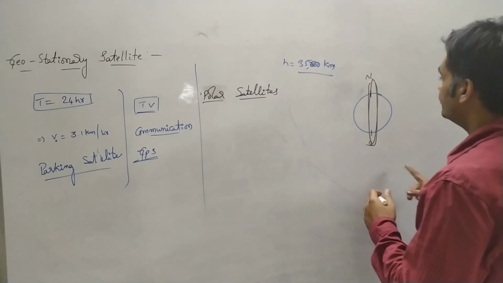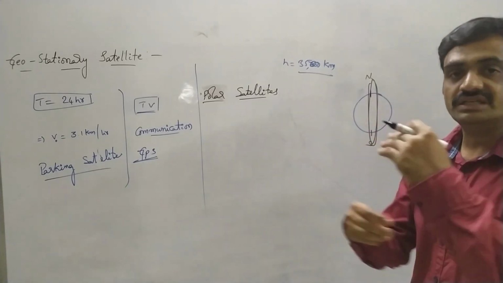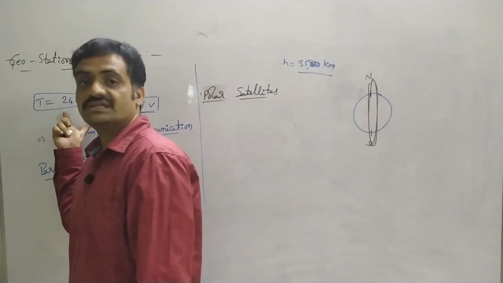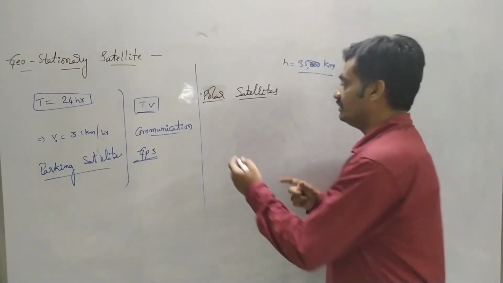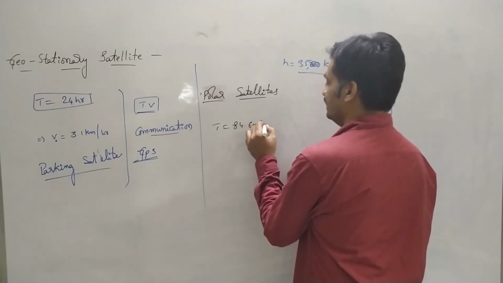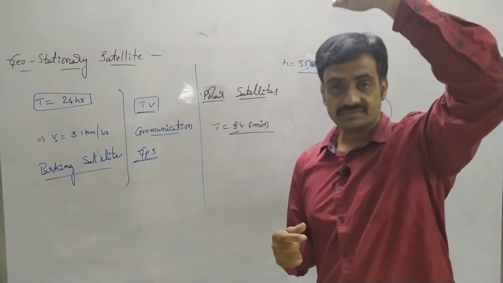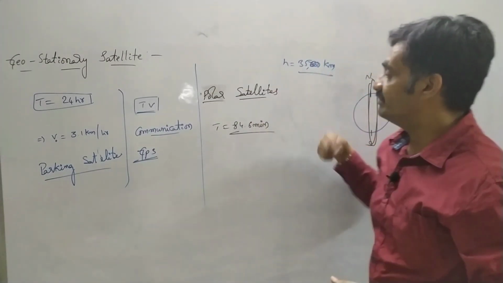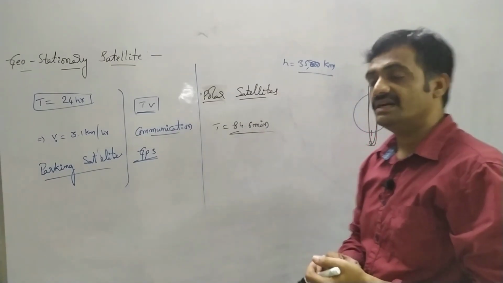After that, these polar satellites move within a very short interval of time, as compared to geostationary satellites. Geostationary satellites require 24 hours, whereas polar satellites complete one revolution in a very small interval of time, just 84.6 minutes, which means they are placed at a very low height. Since they are placed at a very low height, they can easily complete one revolution within this time.